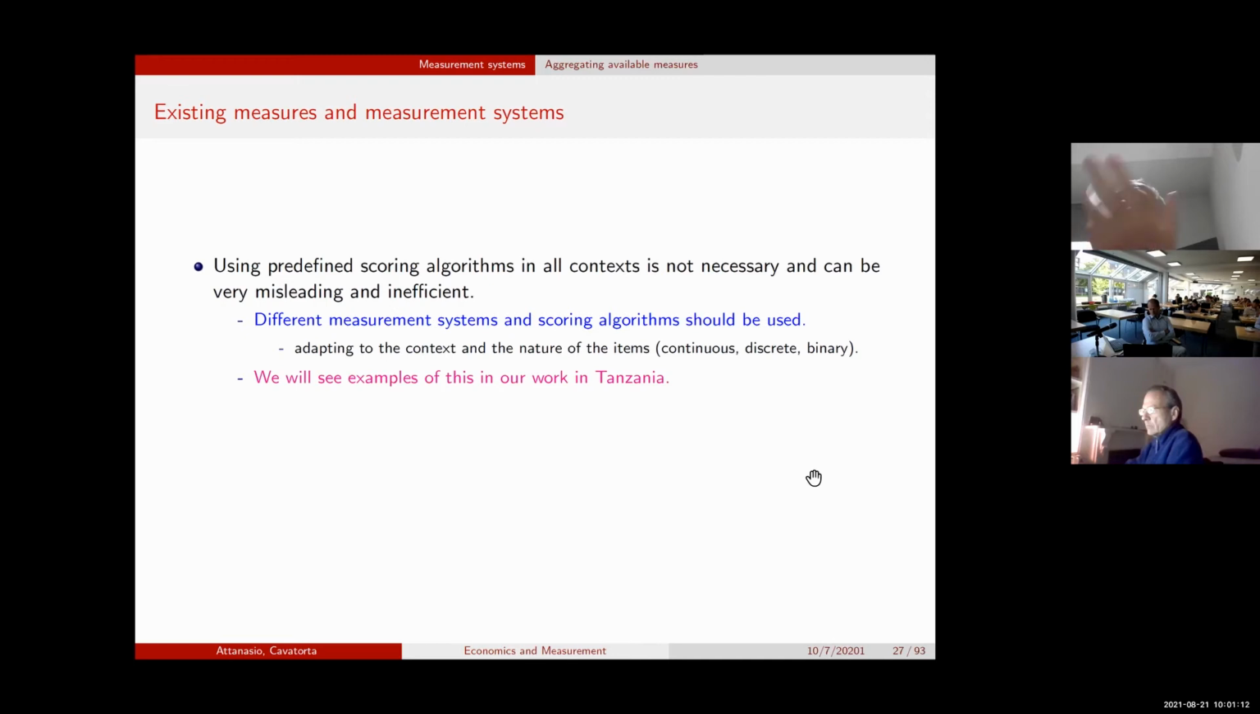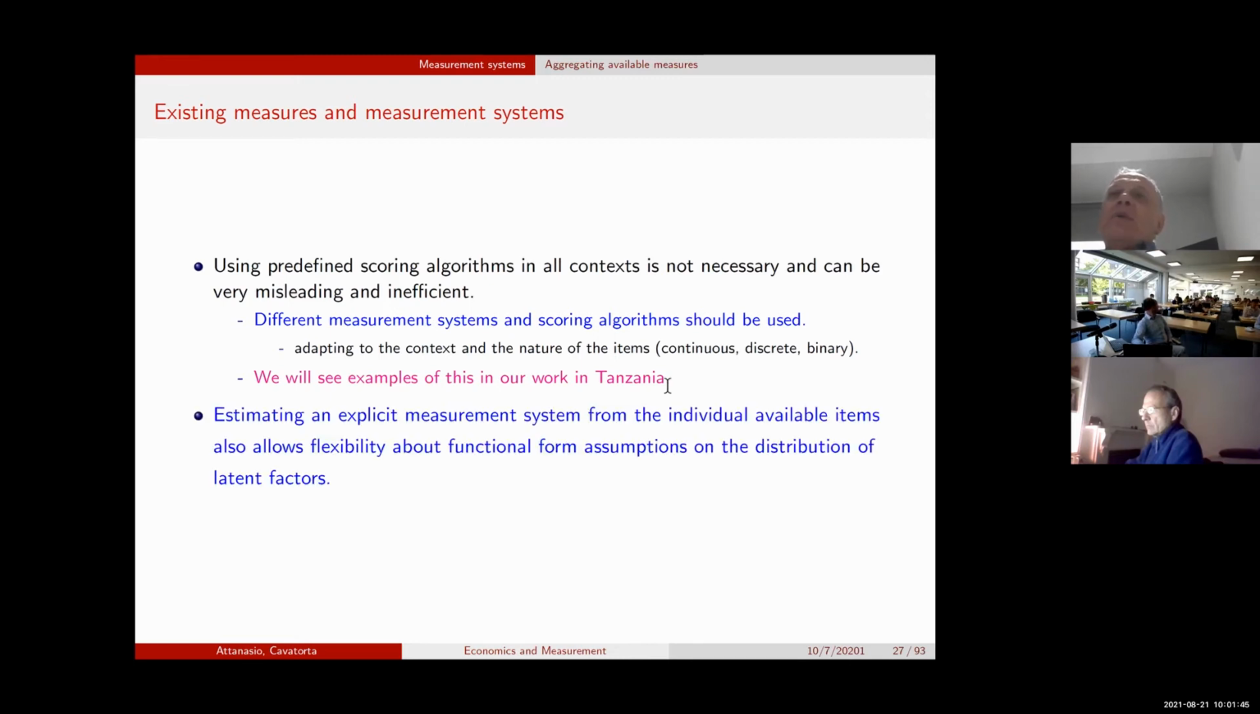So all these stopping rules and ways to administer the test should be taken into account when we construct the measurement system, because that's the way the measures are constructed, and that's the way they are related to the latent factor. I wrote a very simple linear system for the measurement system, but in reality it's often much more complex than that. I hope that I understood the question correctly and that I answered it. We'll see some examples of these things in the work in Tanzania.